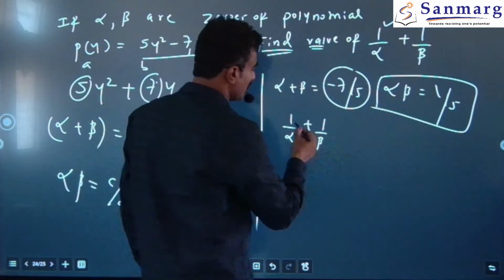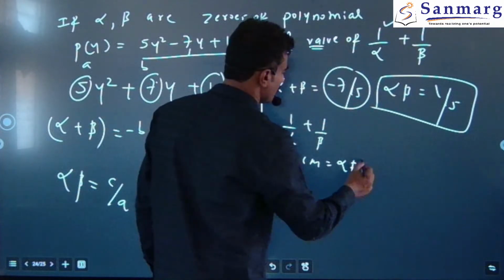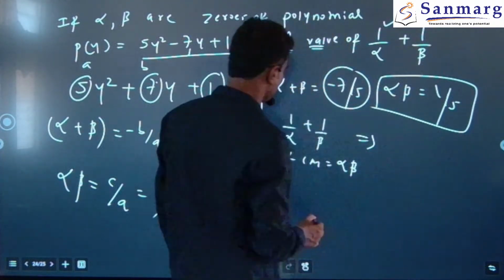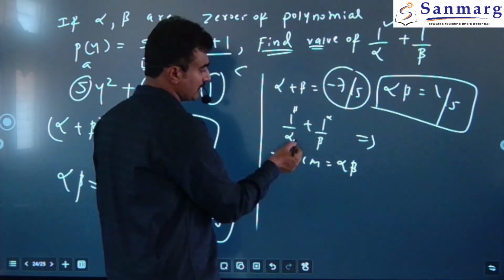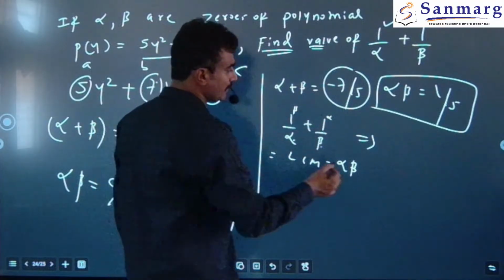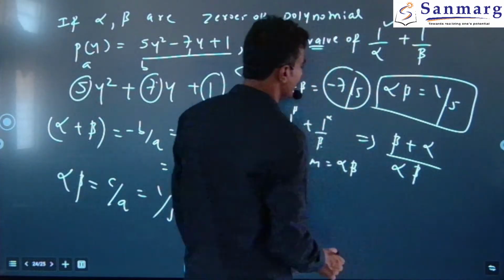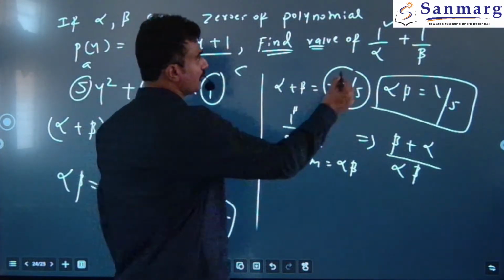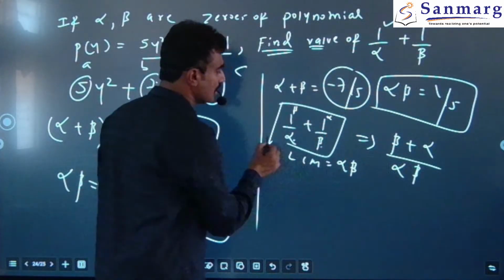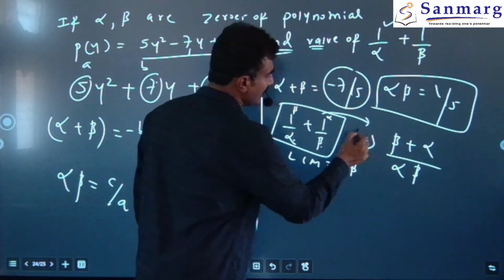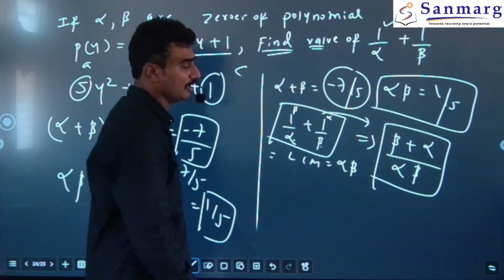Take the LCM of 1 upon alpha plus 1 upon beta, which is alpha into beta. After taking the LCM, where alpha is there we write beta, and where beta is there we write alpha. Therefore, the expression can be written as beta plus alpha divided by alpha into beta.